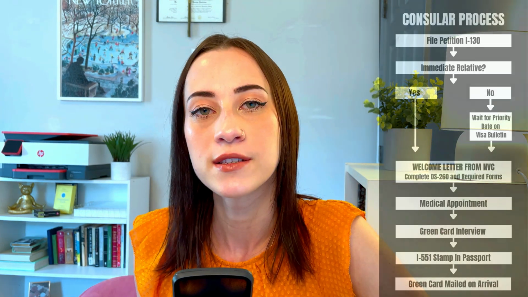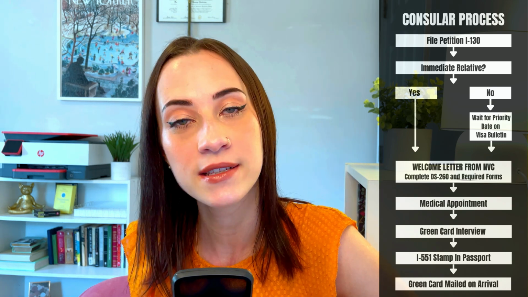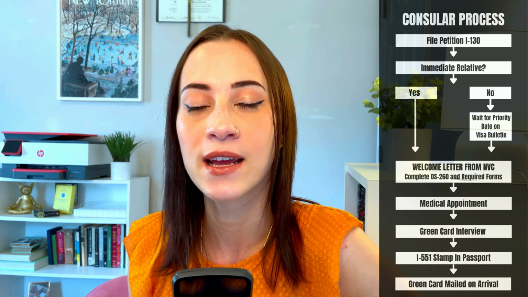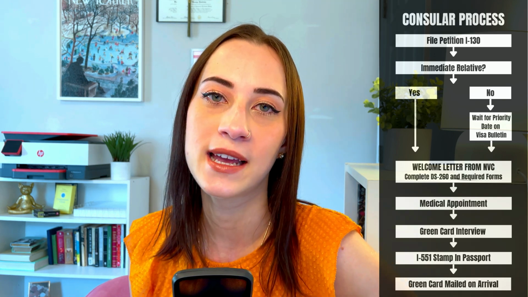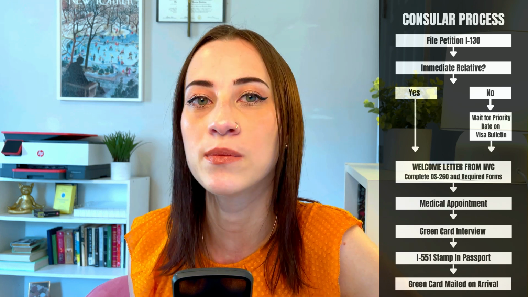Now let's talk about the consular process, which is the second route for relatives who are currently residing outside the United States. In terms of the consular process, relatives who are currently residing outside the US will first have to get the I-130 petition approved. And once it is approved, USCIS will then transfer this approval to the National Visa Center for pre-processing.